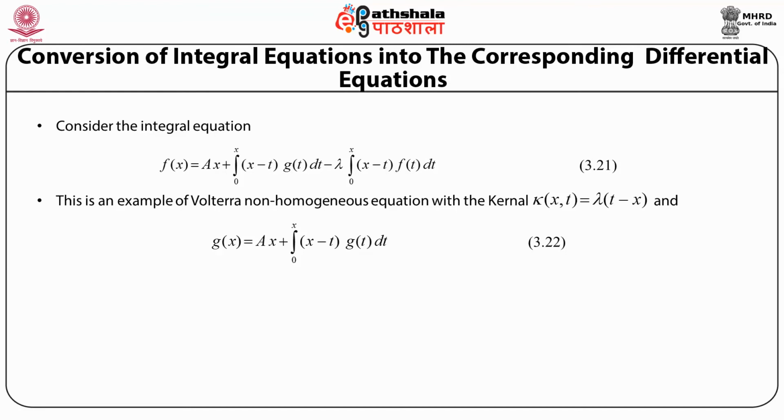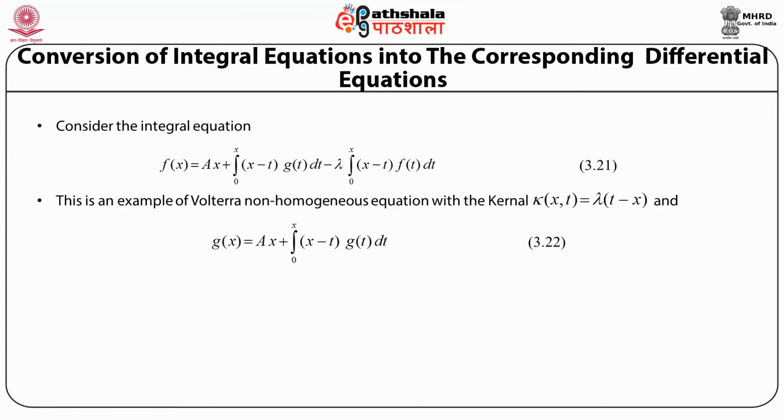Now look, this is an example of a Volterra non-homogeneous equation. It's a non-homogeneous equation because you have the term a x on the right hand side. This non-homogeneous equation has a kernel k(x, t) which is equal to lambda times (t minus x) and the function g(x) which is equal to a times x plus integral 0 to x of (x minus t) g(t) dt. So the unknown function is f(x). This has to be solved.